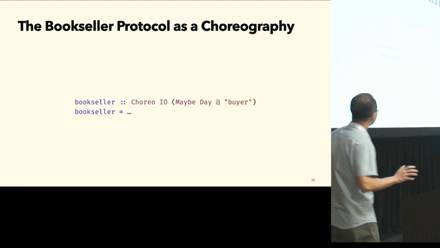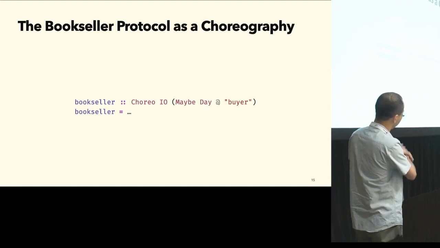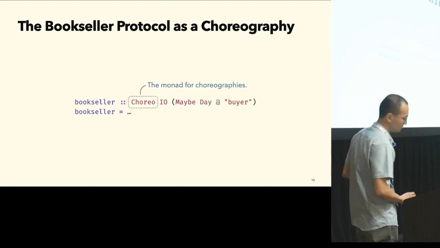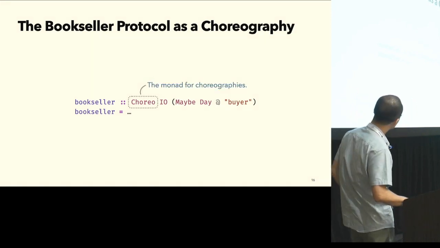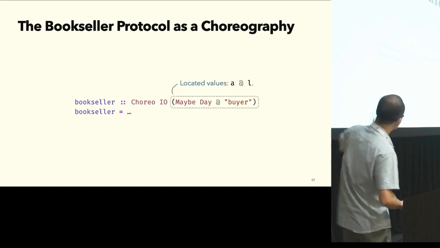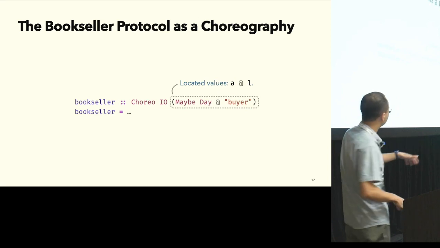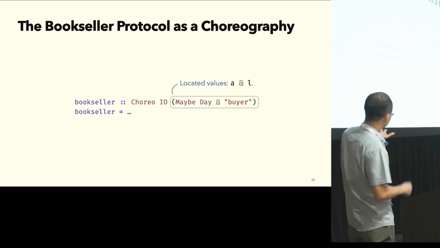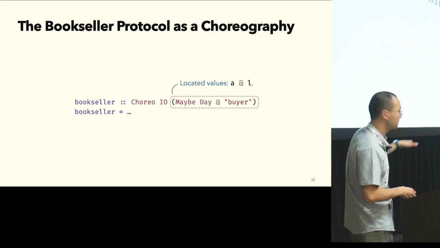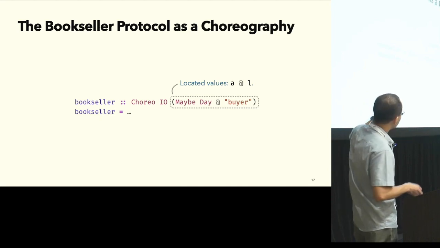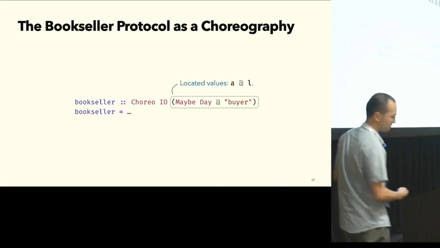In HasChor, a choreography is represented as a monad that returns some value. Here, the Choreo monad is the monad for choreographies. And the bookseller choreography returns a value Maybe Day at Buyer. So in HasChor, values of the form A at L are called located values. Intuitively, A at L means a value of type A at location L.